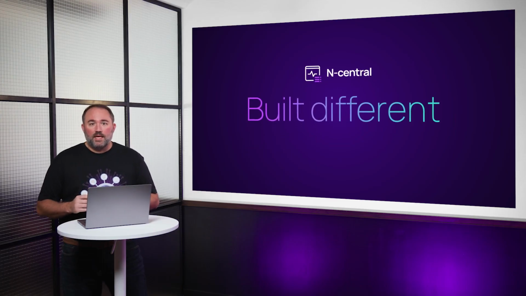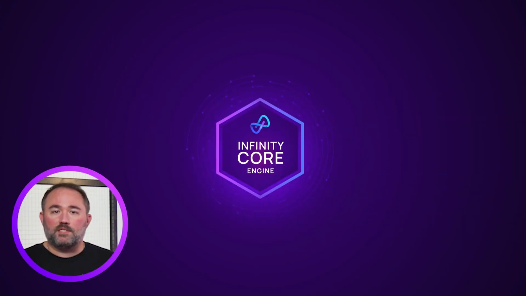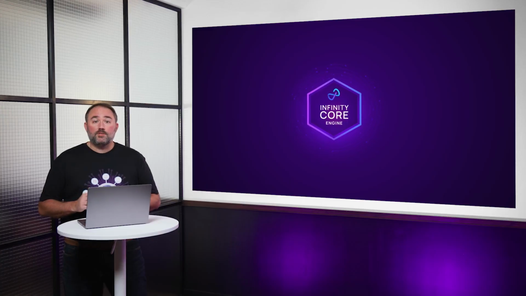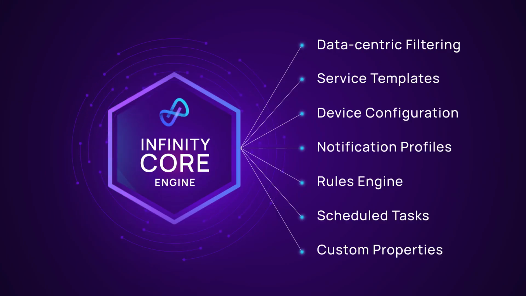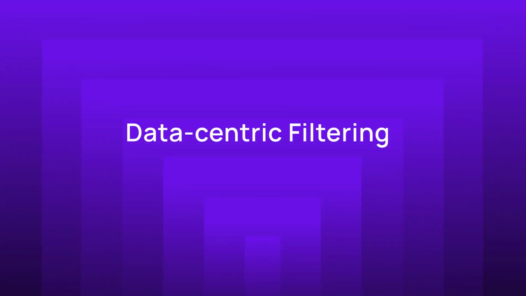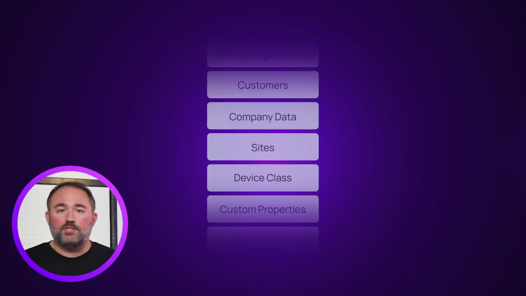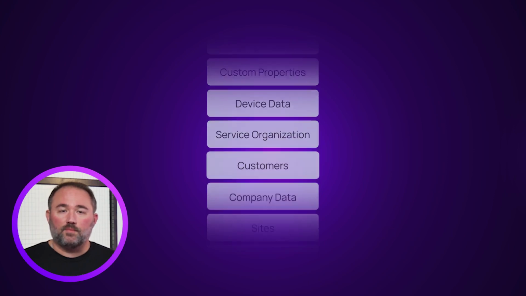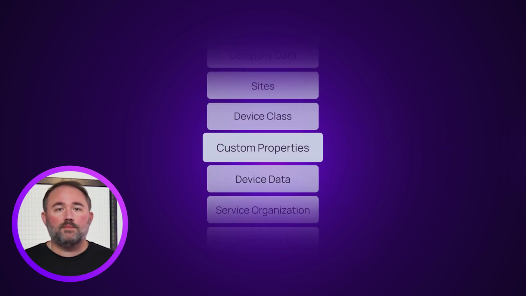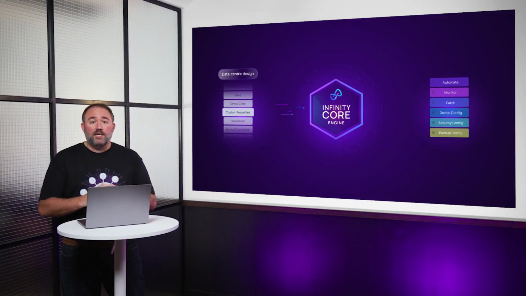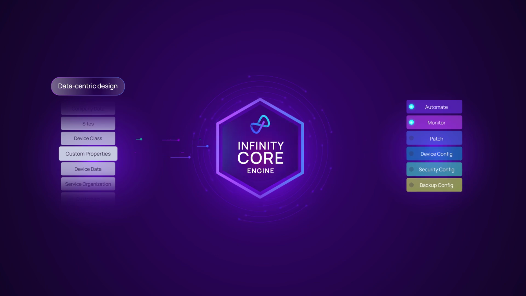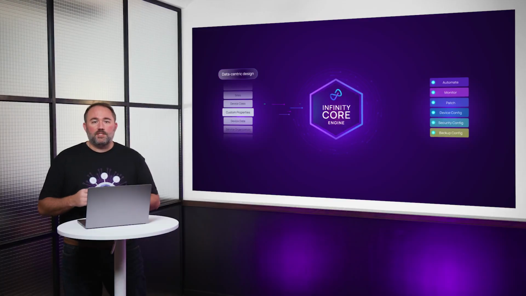N-Central is built different. It has an Infinity Core, which gives it its power and flexibility. N-Central's Infinity Core is comprised of 7 components, and it really all starts with filtering. We take a data-centric approach to filtering, whether that's data that's related to your sites or organizations, or data related to your devices, or even custom property data that you want to add in. That allows us to take an approach where we can target any device to do anything you want inside the product, whether that's monitoring or automation, or even targeting for rules and policies that you want to enforce configurations. Let's talk about each of these components.